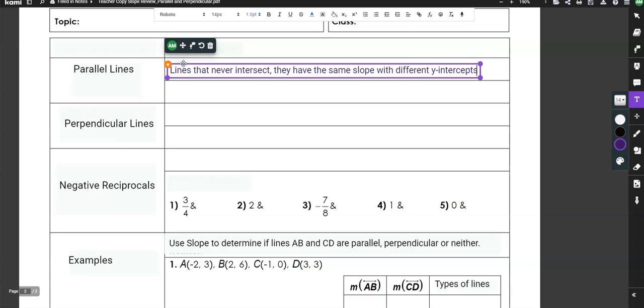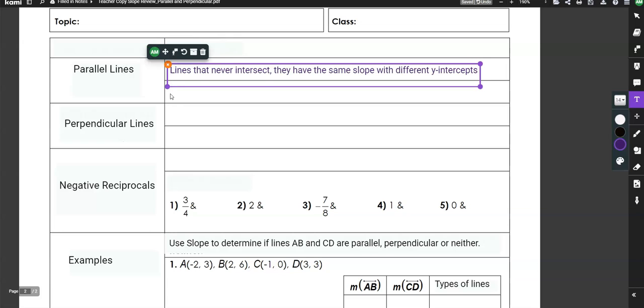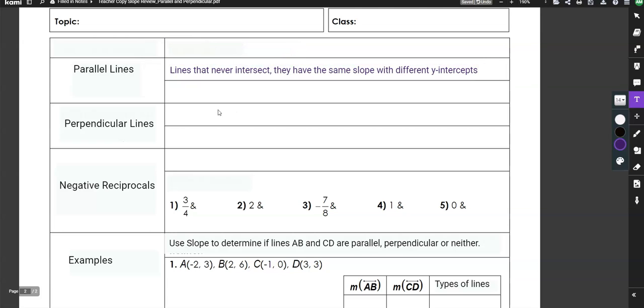So if you were to run it through the Desmos calculator or any other graphing calculator, the two lines would overlap. If the two lines overlap, then they're the same line. Otherwise, they have the same slope and different y-intercepts. They are parallel. If you have two perpendicular lines or multiple perpendicular lines, they are lines that intersect at a 90-degree angle.